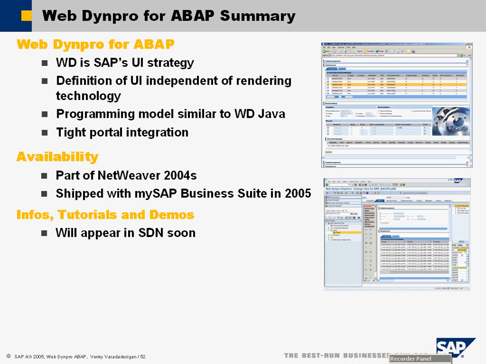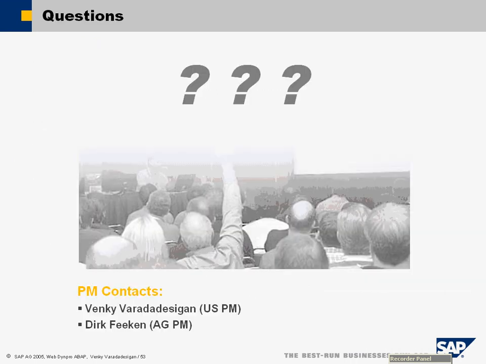And where can you get the info, tutorials, and demos? It will be available for the public in SDN soon. And for internal folks, that is SAP folks, you can go to the alias ABAP and you can find a tutorial and documentation right now. It's 100% available in German, and they are right now, as we speak, converting it to English. So part of it is available in English. And also there are nice hands-on demo tutorials which you can play around with. Okay, so we are done with the presentation.